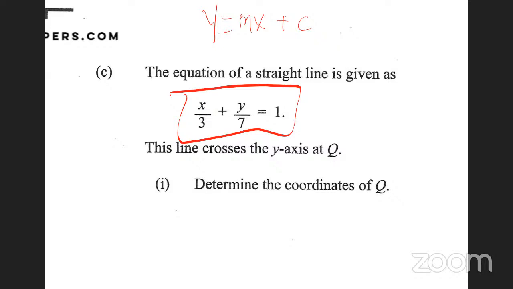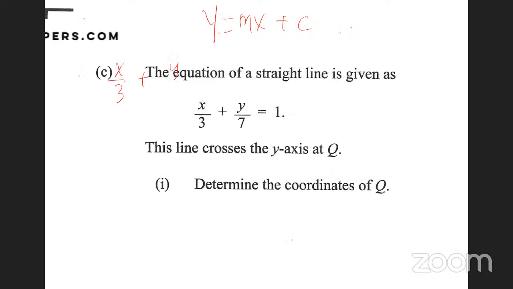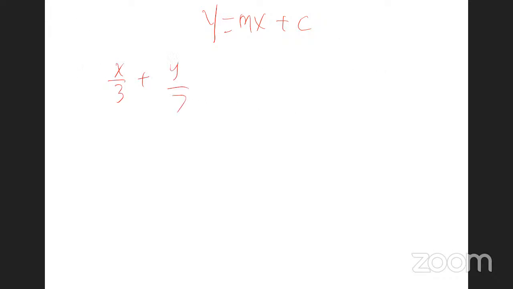All right, good. Let's see what Tamia has. x over 3 plus y over 7 is 1. So what to do first? Carry across the x over 3. So y over 7 is equal to minus x over 3 plus 1. That's okay? What's the next step?